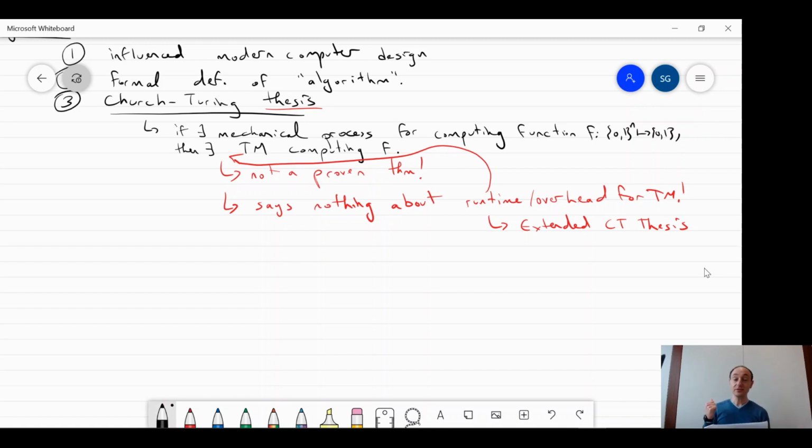Good. So that's Turing machines, languages, and decision problems. Now that we've got all that basic framework under our belts, we can define our first two complexity classes, which are P and NP.